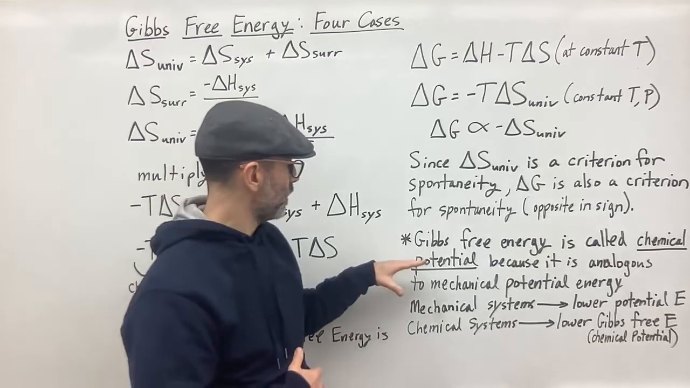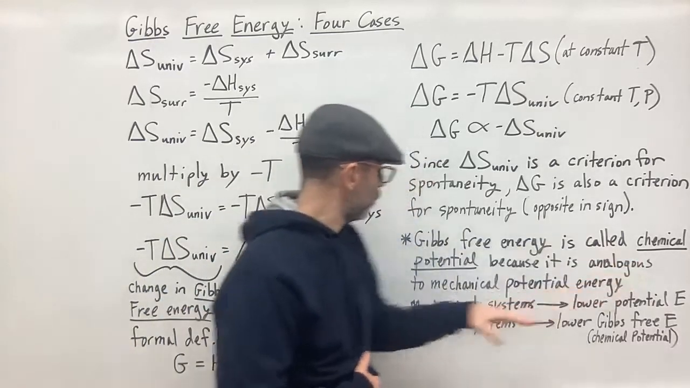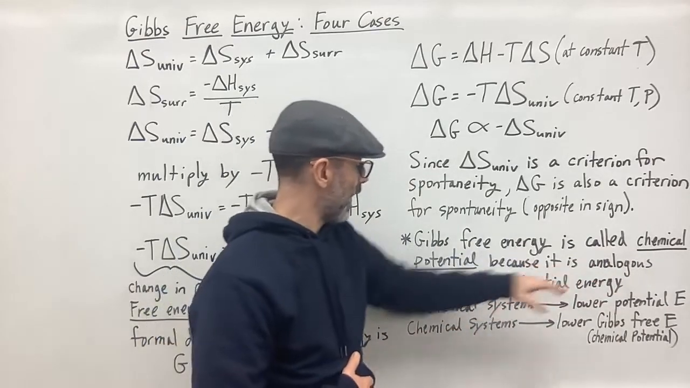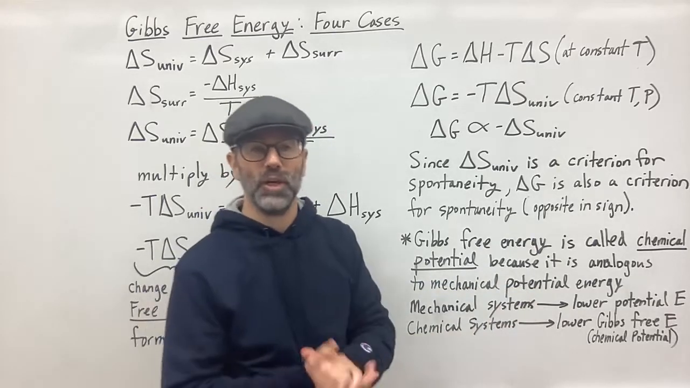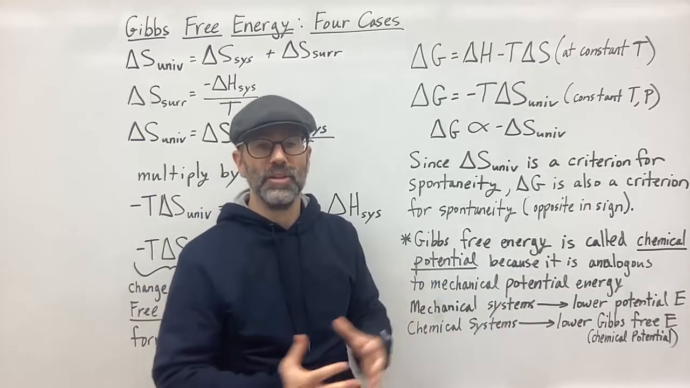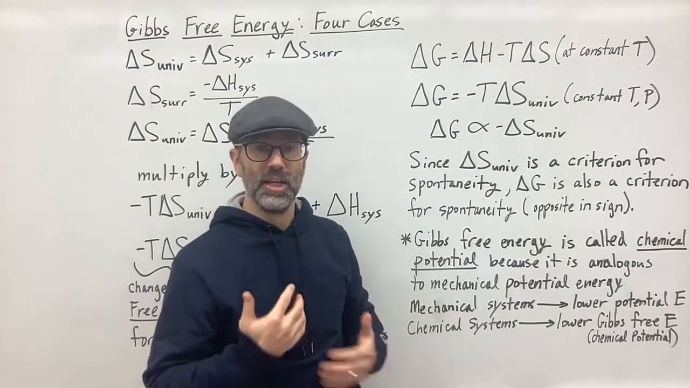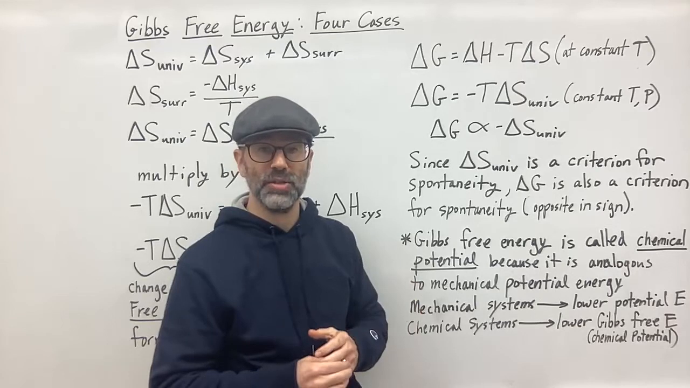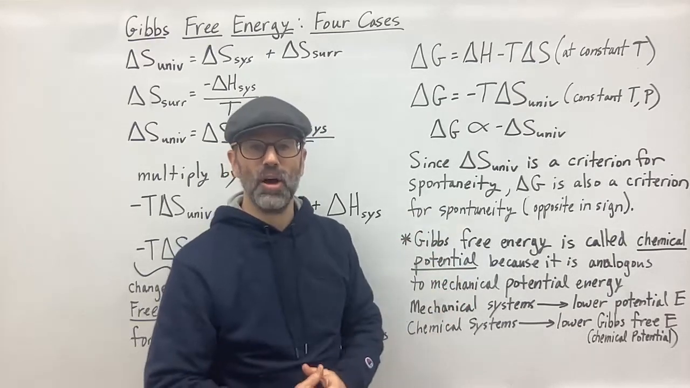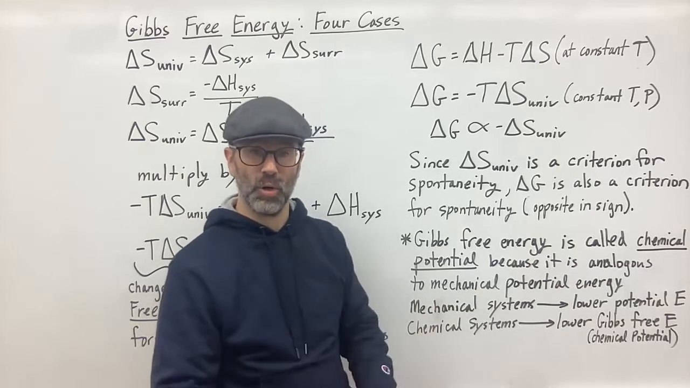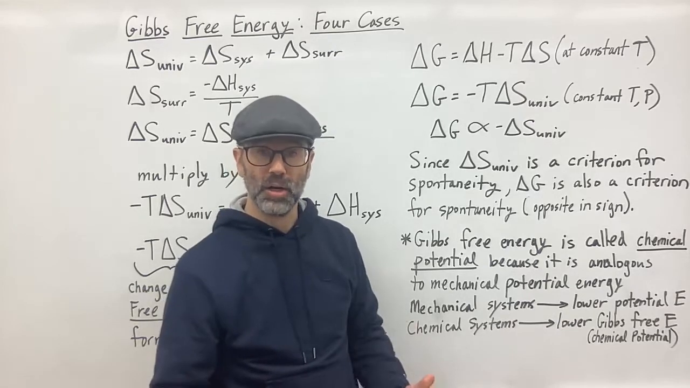And why is that important? Because Gibbs free energy is also called the chemical potential because it's analogous to mechanical potential energy. So remember we talked about in our previous video, things naturally fall to lower the potential energy. They go in a way to lower potential energy, right? So if I hold a book and I let go, it spontaneously falls to the ground because that's lowering the gravitational potential energy of the book.